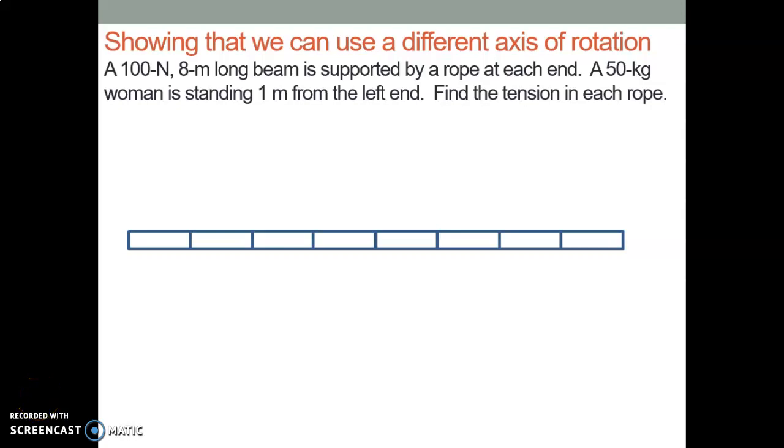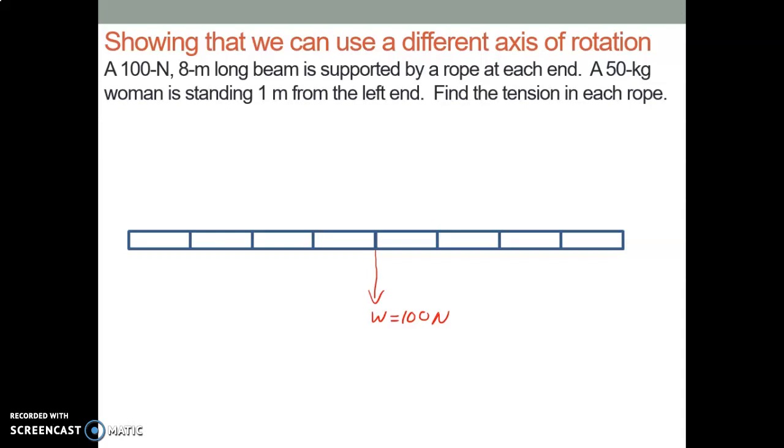Here's a problem that we can solve using our three conditions of equilibrium. We have a 100 Newton beam. So the beam itself has weight, and so we'll draw that in right here. Weight equals 100 newtons. It's 8 meters long, and you can see it's already divided up into 8 segments.